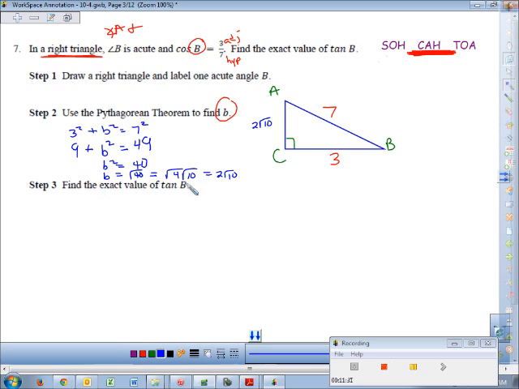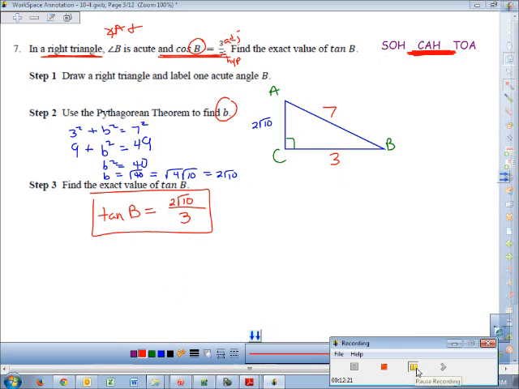Find the tangent of big B. Tangent of B will equal what over what? Opposite. What is opposite B? 2 square roots of 10 over adjacent, which is 3. Can this fraction reduce at all? There's our answer. So what did we do? We sketched a right triangle because they told us a trigonometric ratio right here. Then we substituted in, and we did the Pythagorean theorem to find that, and then we asked for that question.